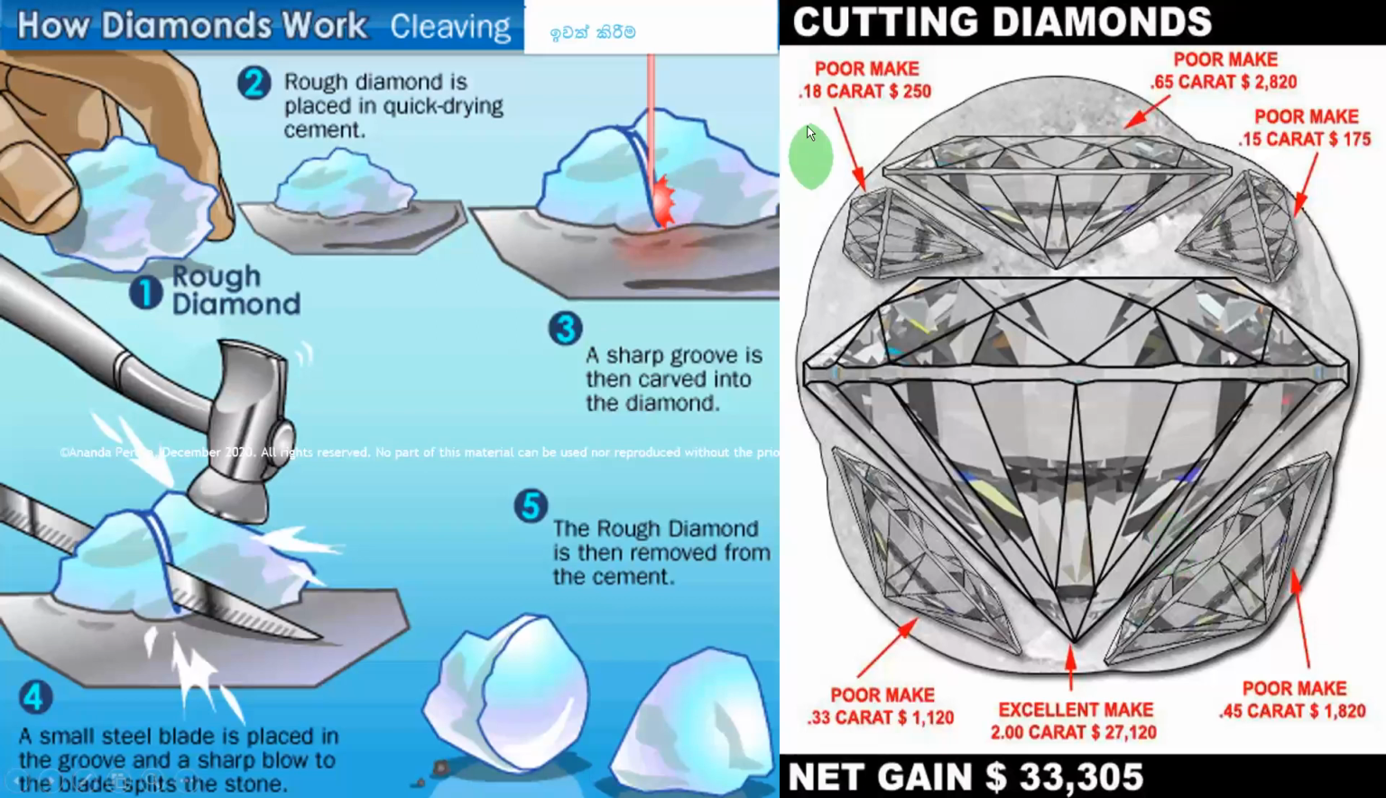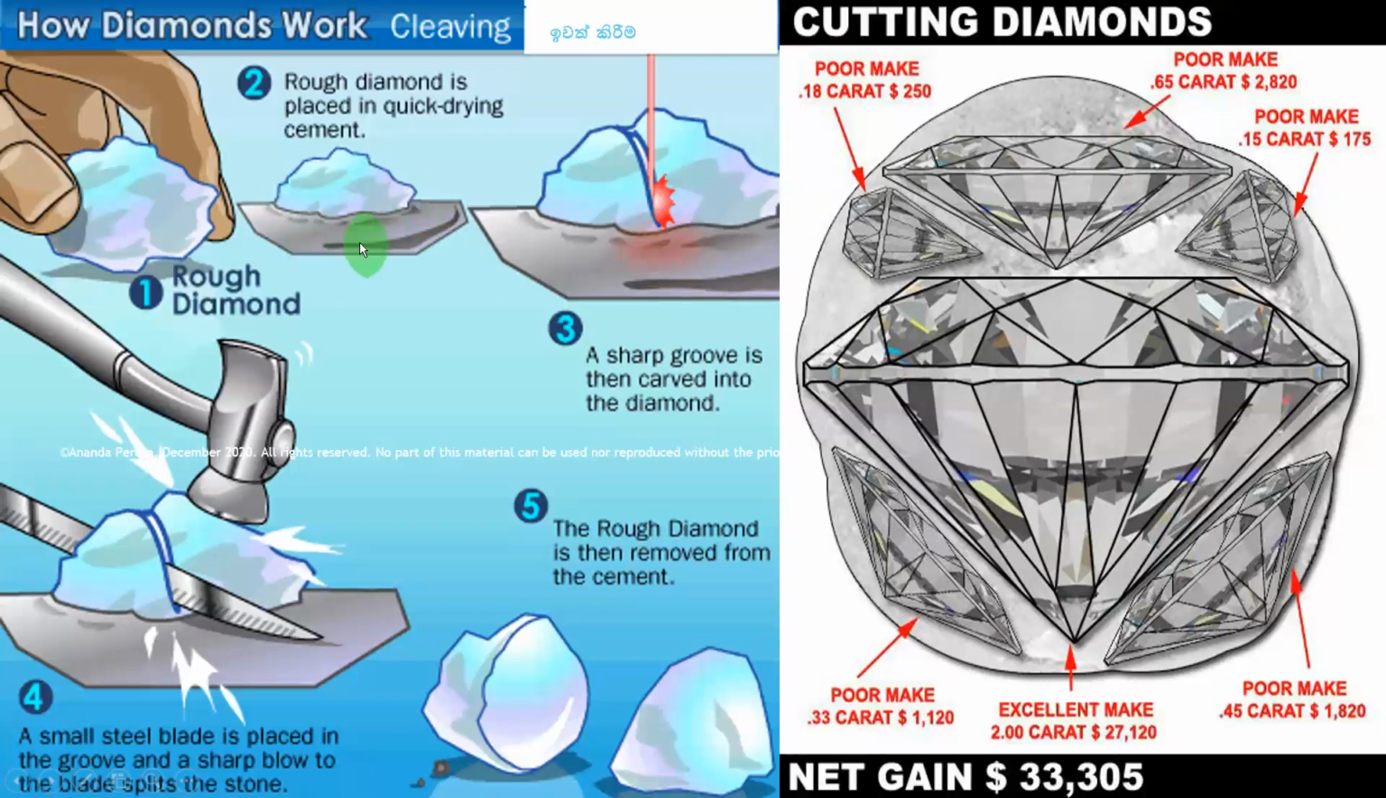Now, how to cut diamonds? How do diamonds work? Cleaving. Look at this diamond. This is the rough diamond. Look at the picture with me. This is the rough diamond. No shape. So, the rough diamond is placed in quick drying cement. Quick drying cement is there. It is placed here to break and cleave.